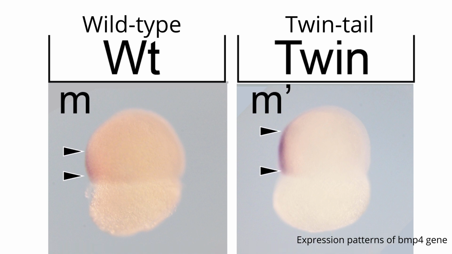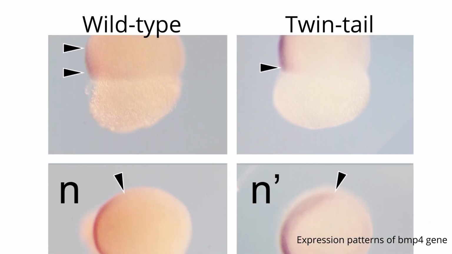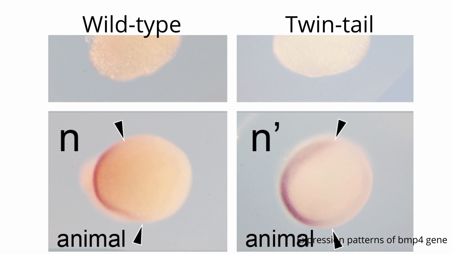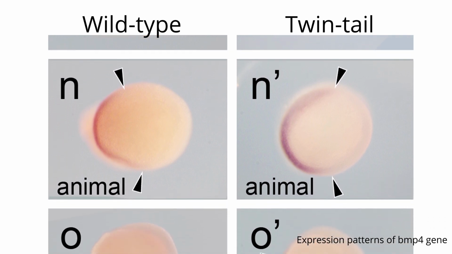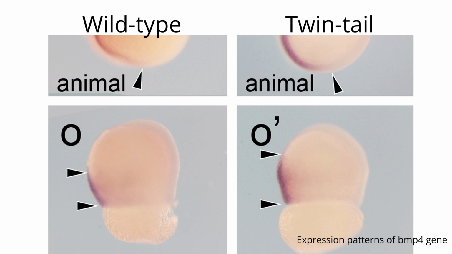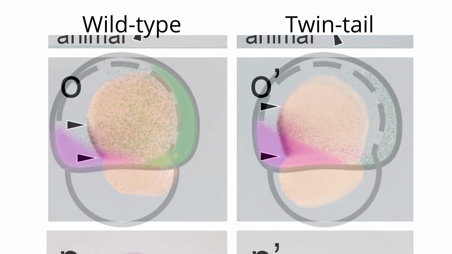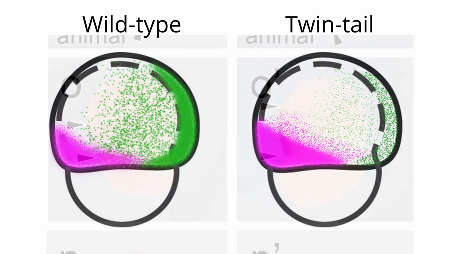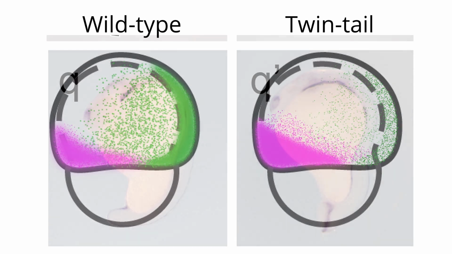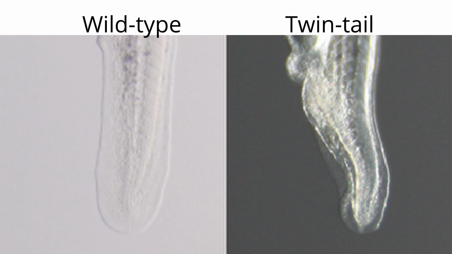Indeed, compared to the wild-type goldfish, twin-tailed individuals exhibited differences in the expression of ventral genes. In twin-tailed goldfish, ventrally expressed genes seem to show abnormal patterns, supporting the hypothesis that the Chordin gene mutation affects the dorsal-ventral axis formation and the caudal fin development.